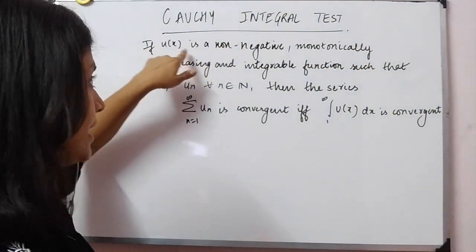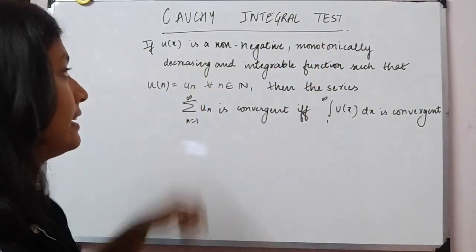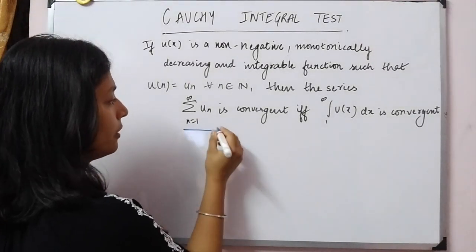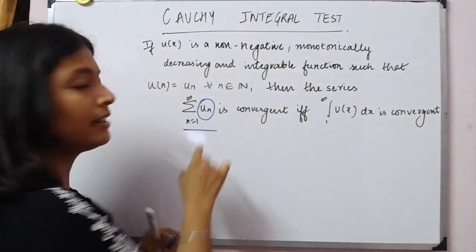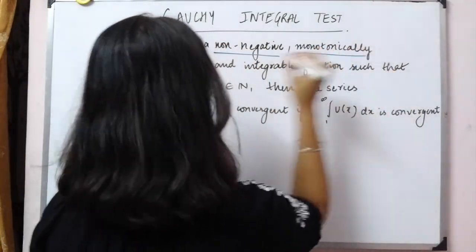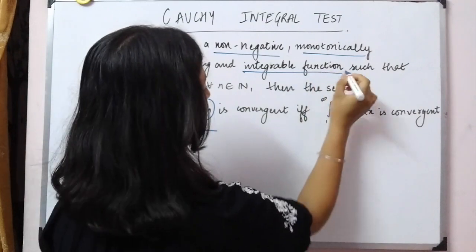If u(x) is a non-negative, monotonically decreasing and integrable function. Here we have to note that the series that we are going to talk about, the nth term, it should behave like a non-negative monotonically decreasing and integrable function.